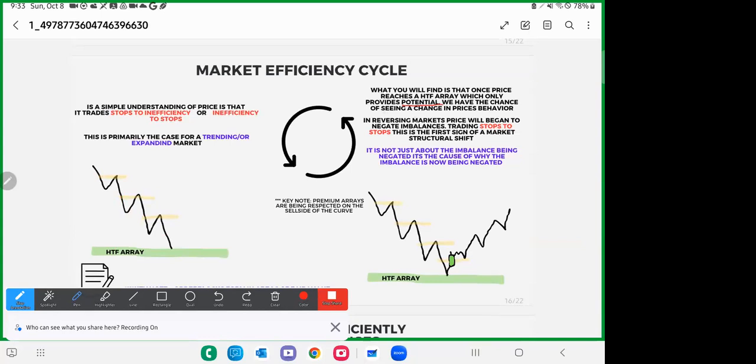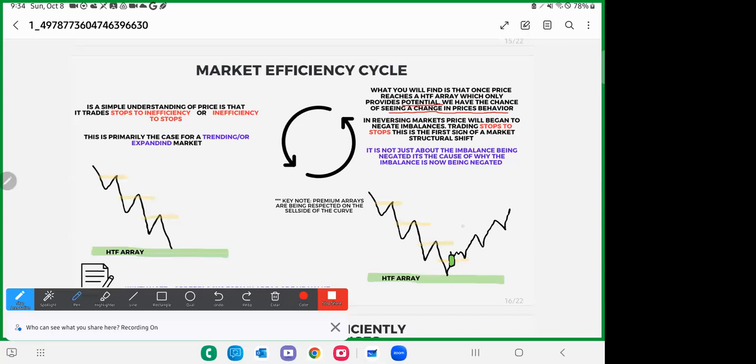We have the chance of seeing a change in price's behavior. Now, in a reversing market, price will begin to negate imbalances, trading stops to stops. This is the first sign of a market structural shift.